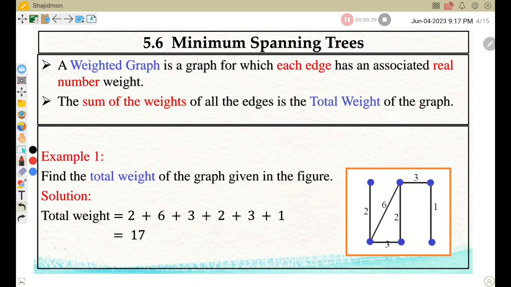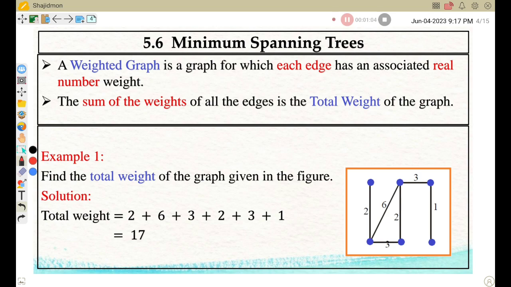Before starting minimum spanning trees, in the recorded class 5.5 section we already discussed the meaning of spanning tree. Now here we are discussing how to find the minimum spanning trees. What is the meaning of spanning tree? A spanning tree of a graph G is a subgraph of G that contains every vertex of G and it is a tree. That is the meaning of spanning tree, correct?